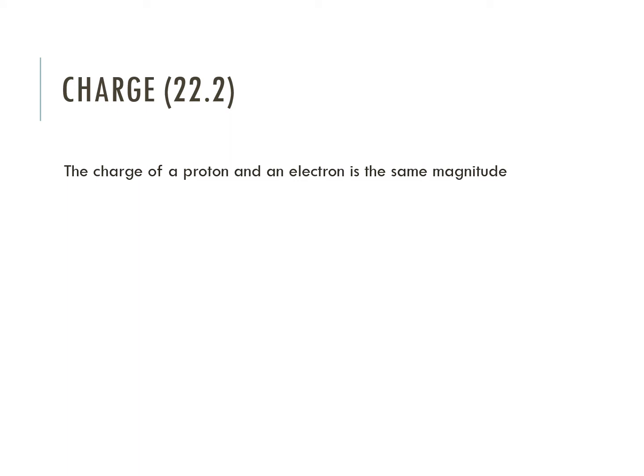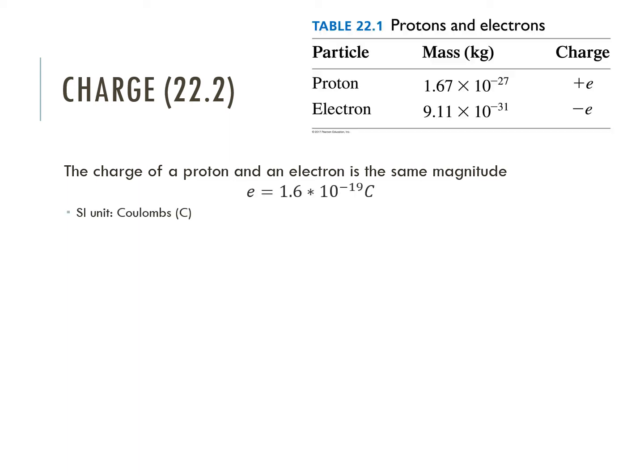So with the charge of a proton and the charge of the electron, they have the same magnitude. They have the same numerical value. It's just the proton is positive and the electron is going to be negative. So here we have the symbol that is used for the charge of an electron or the charge of a proton. It is a lowercase e, and it is equal to 1.6 times 10 to the negative 19 coulombs, where coulombs is our SI unit.